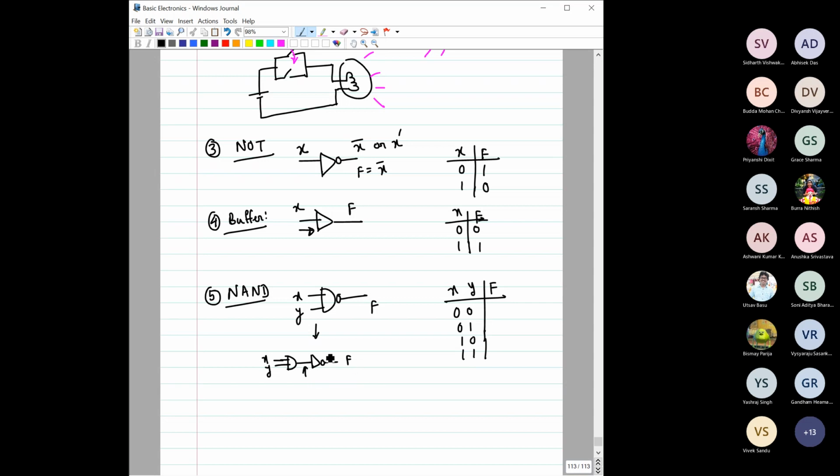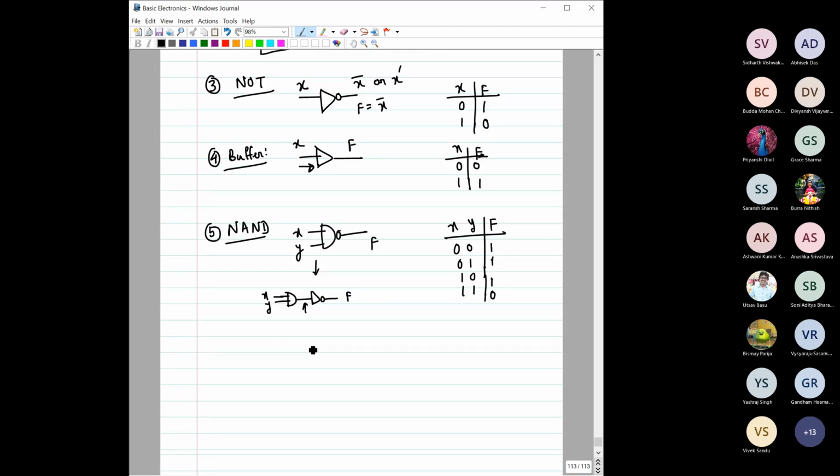But then you have an inverter, which will just invert again. So for the AND gate, for all these three cases the output would be 0 and only for this one it would be 1. Now we have the inverter after that, so all these would now be 1, and when the inputs are 1, 1, the output would become 0. Is that clear to you, the NAND gate? Yes, sir.